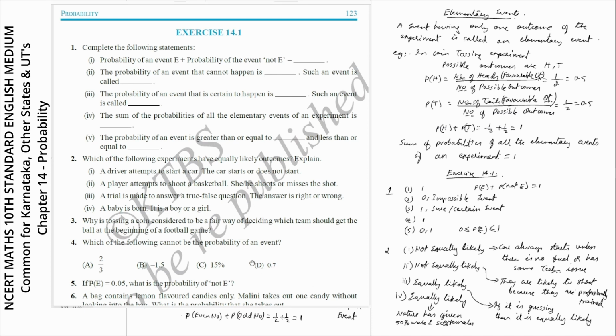The fourth sub question: a baby is born, it is a boy or a girl. On earth there are about 50% males and 50% females. Therefore the next baby to be born may be a boy or a girl, we can't say. So there are 50-50 chances. Therefore the next baby born being a girl or a boy are equally likely to occur. And that completes question number 2.